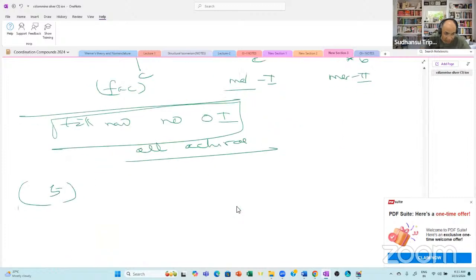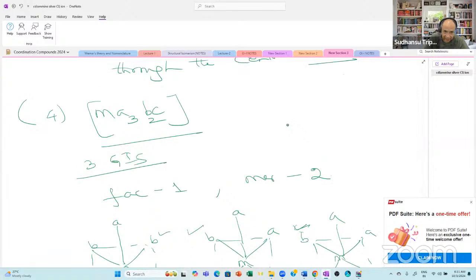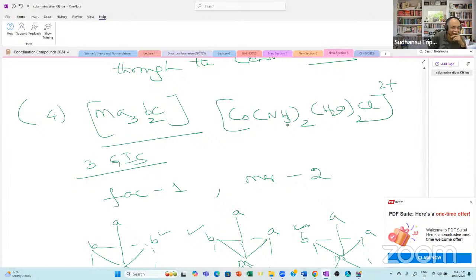4 was this, and this will be just MA3, and it is BCD. That will be the 4th type of ligand, BCD. You can create an example of this type: cobalt NH3 whole 3, H2O whole 2, and say Cl. You can create this. Ammonia 3 in number, aqua 2 in number, chlorido 1 in number, A3, B2, C. This will exist in 3 GIs. None of them is optically active.